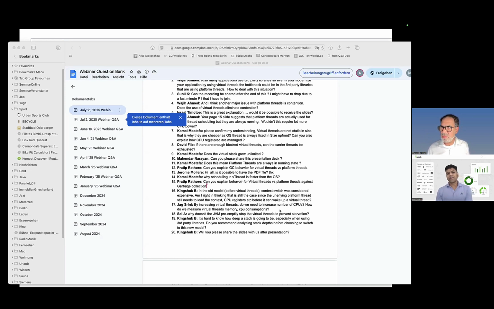Yeah, it's going to be tricky to find the memory consumption exclusively by virtual threads, but it won't be that significant, in my opinion. No, it won't be. Yeah. So, well, that is the best answer.